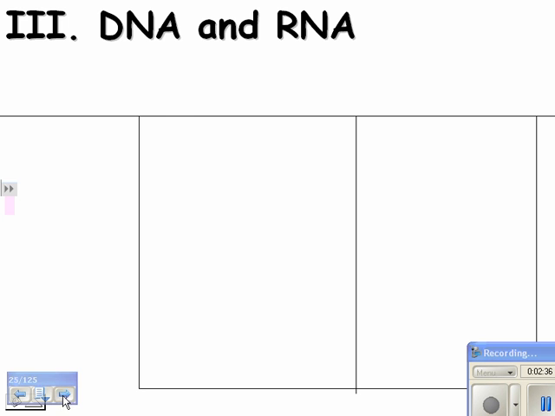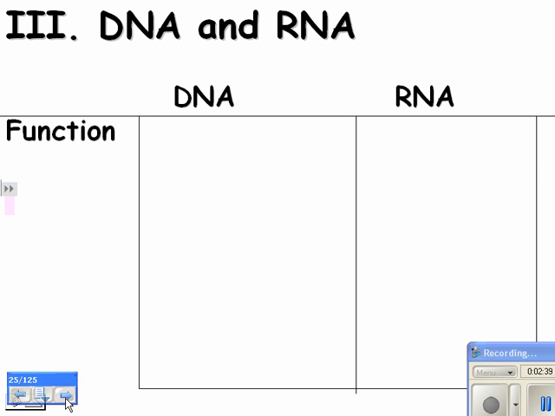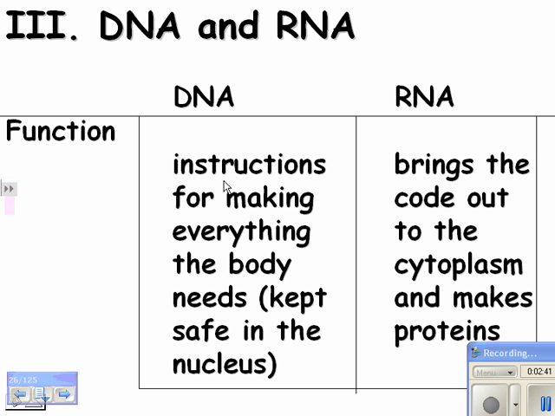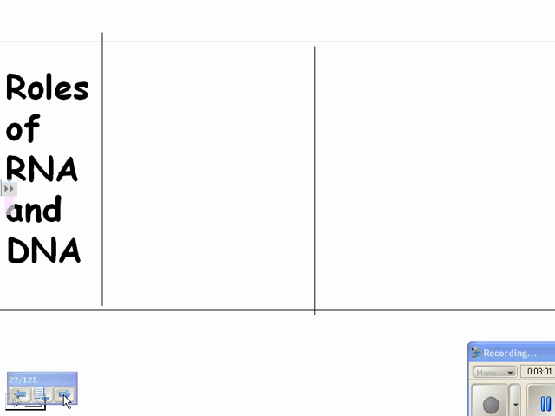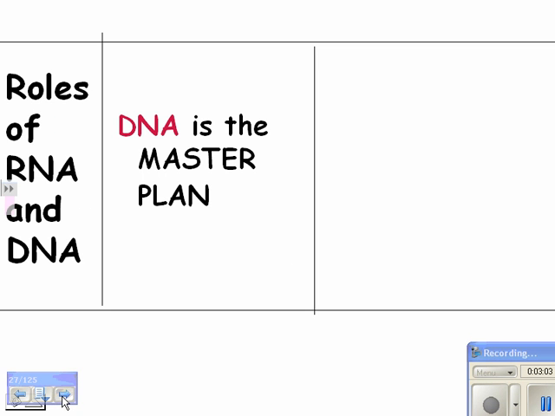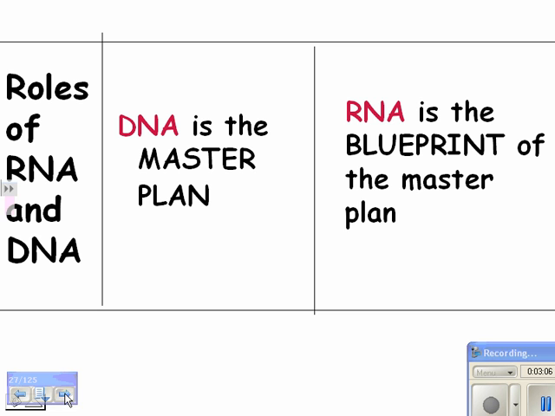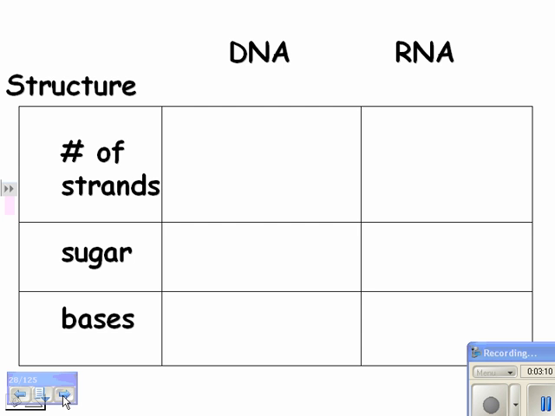So now we're going to look a little bit at DNA and RNA. We just finished protein structure, so we'll look at their function. DNA has the instructions for making everything in the body, and it's kept safe in the nucleus. RNA brings the code to the cytoplasm and makes proteins. So this is the guy who takes the instructions from DNA, makes a copy of them in RNA, and then goes out of the nucleus. It also has a lot of function probably in regulating DNA. So the DNA is the master plan, and the RNA is the blueprint of the master plan that goes out and actually makes the proteins.